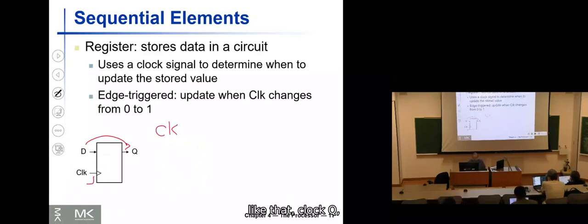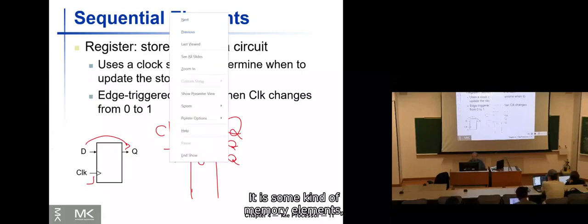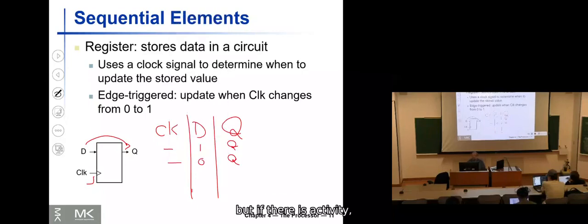Clock, D, Q. When we have no activity in clock, no rising edge, it is either 1 or 0, but no activity. Whatever D is, either 1 or 0, Q stays as it was before. So it is some kind of memory element. But if there is activity on clock, then whatever D is, the Q gets that.